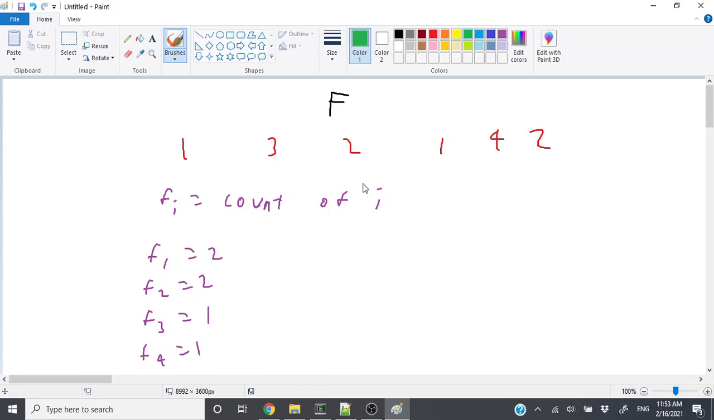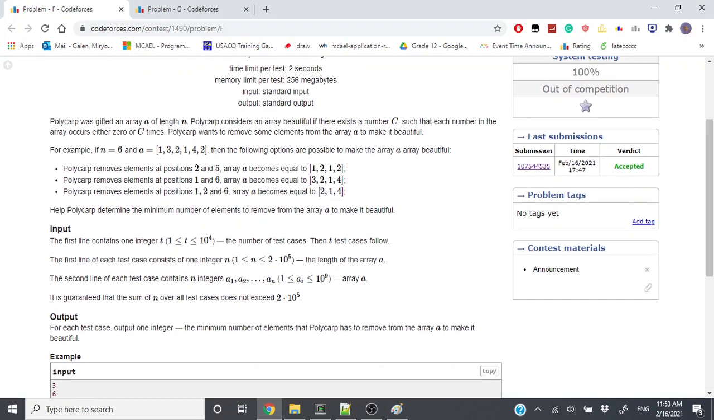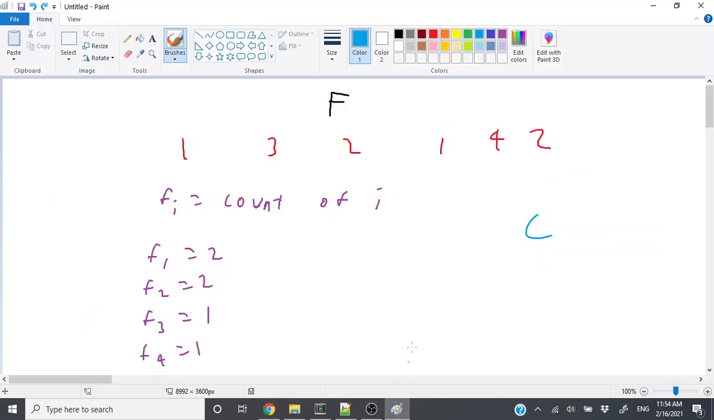And basically, we want to pick some value c. And then we can remove some values from the array so that every frequency is either 0 or c. And we have to remove some elements. So say we want to find the optimal c so that it minimizes the number of elements we want to remove. But say we do know c in advance.